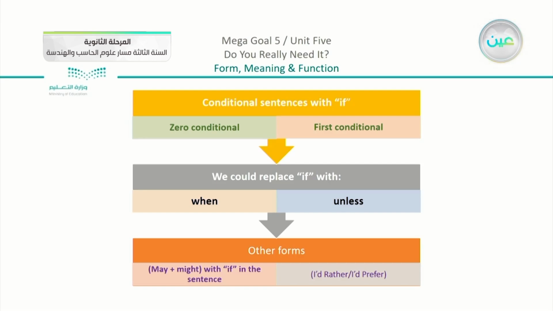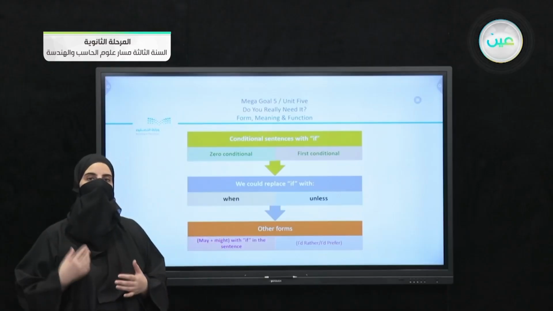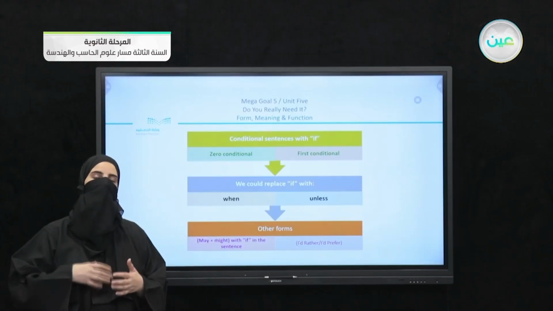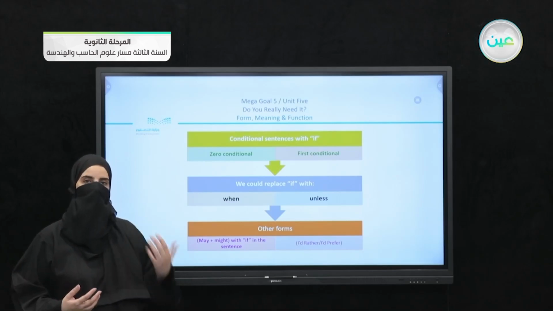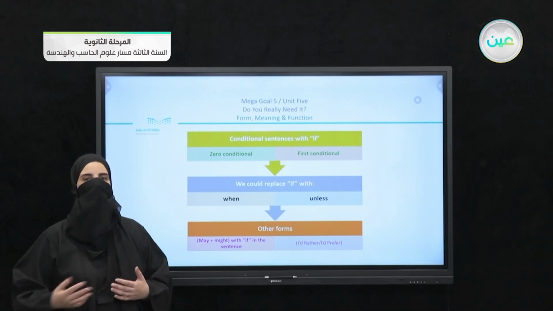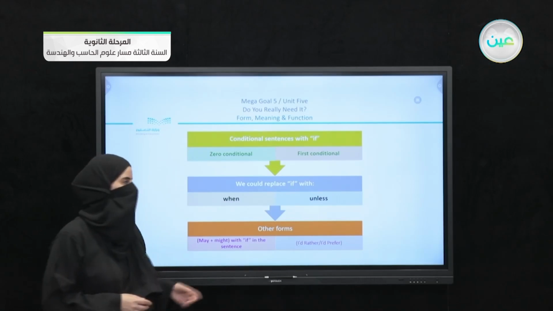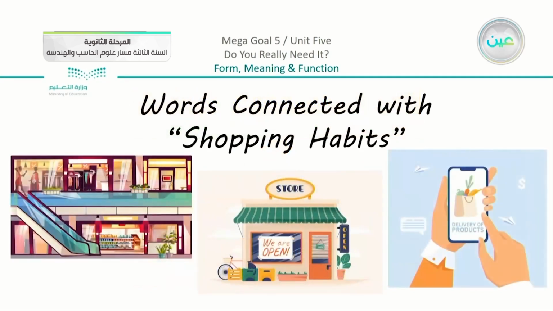Now we said that we can use may or might with if in the sentence, and I can also use I'd rather or I'd prefer. We have here the I and D together, I'd. They are short for I would. Would is the past tense of will, which is also used with the if clause. Now basically this is what we took in the form, meaning and function.